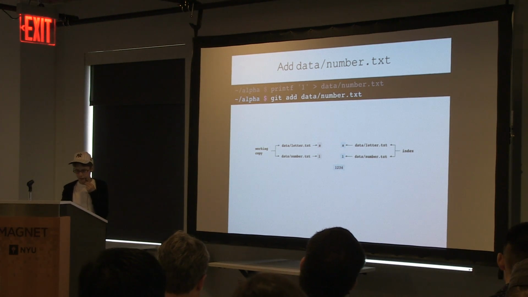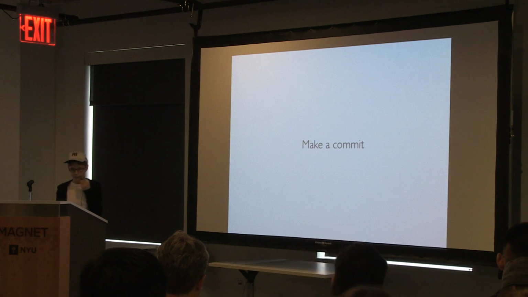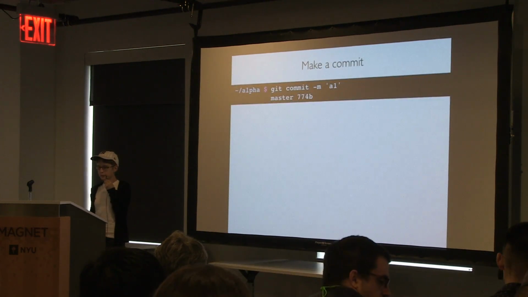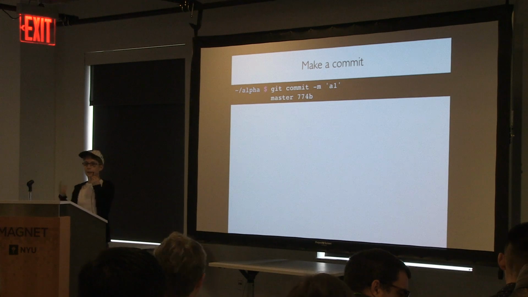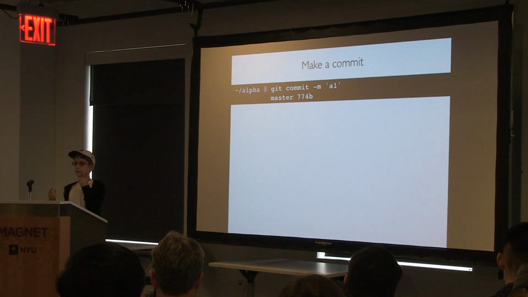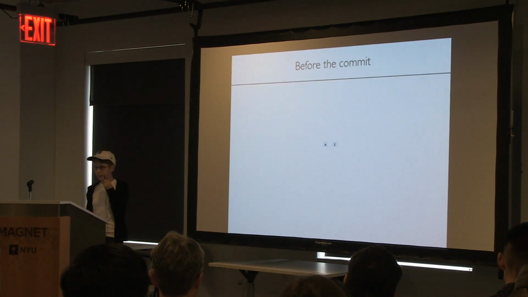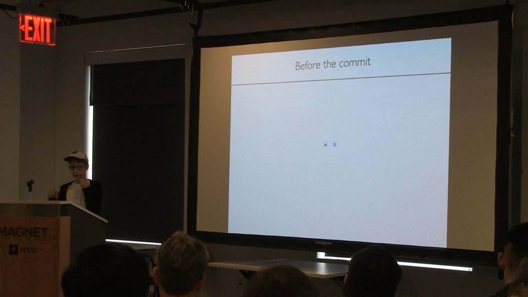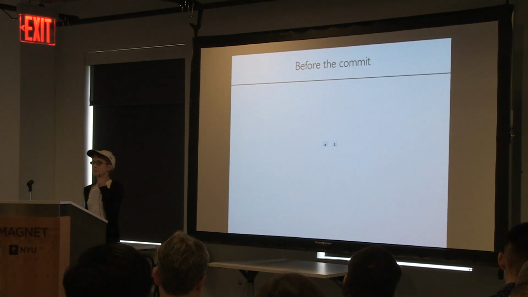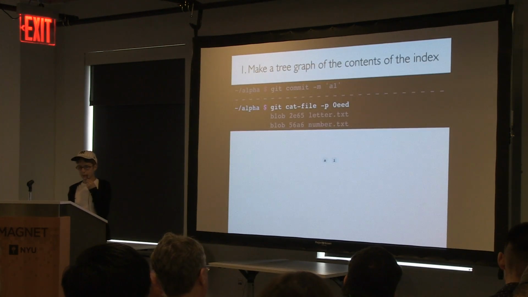Okay? Now let's make a commit. So I'm going to do a commit with the message A1, and all the commit messages will look like this. So I have a character A, which represents the contents of the letter file, and a character 1, which represents the contents of the number file. Okay? So here's where we were before the commit. Here's our graph again, without the working copy or the index. So we've just got these 2 blobs, ultimately, the A blob and the 1 blob.